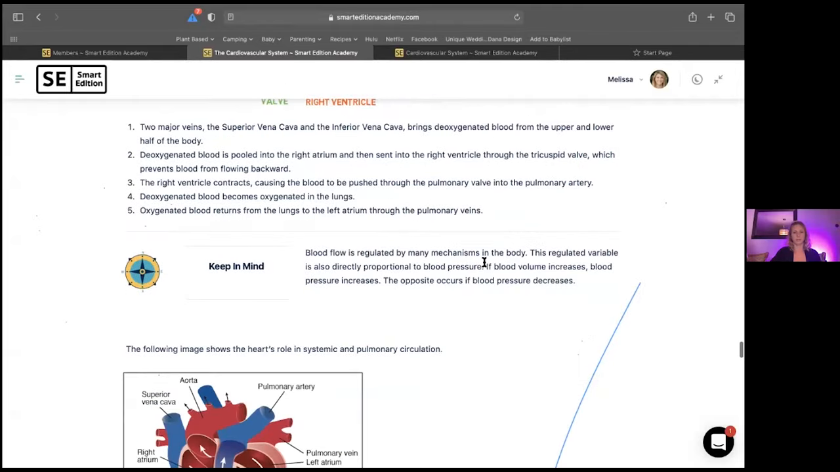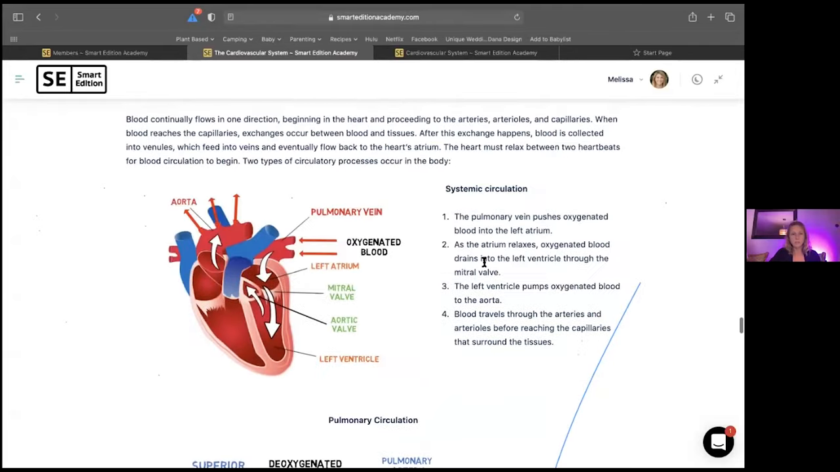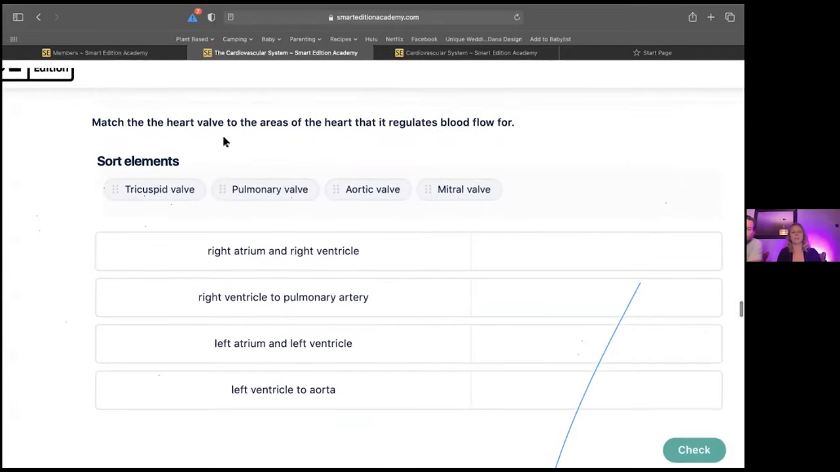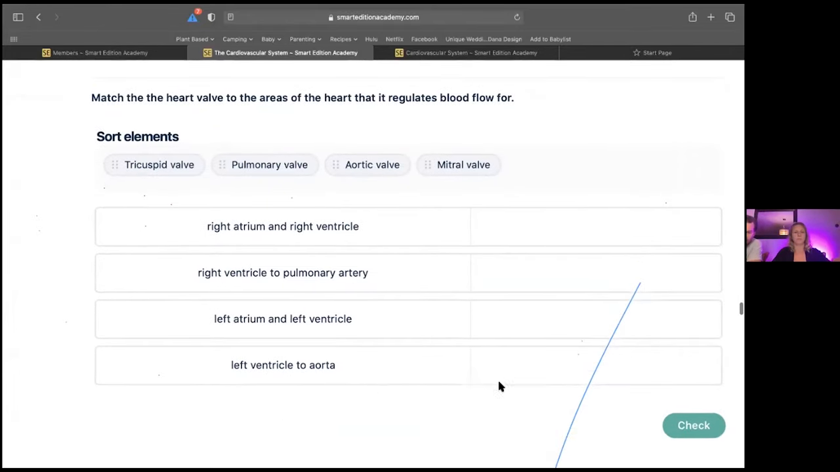All right, is there another question over here? All right, let's match the heart valve to the areas of the heart that it regulates blood flow for. So the right atrium and the right ventricle. Do we remember which valve is in between the right atrium and the right ventricle? Remember, think of my TPMA, toilet paper, Ma.